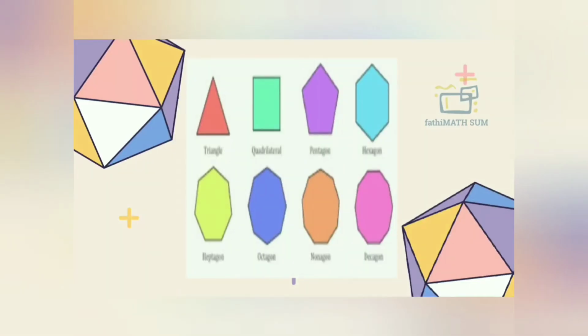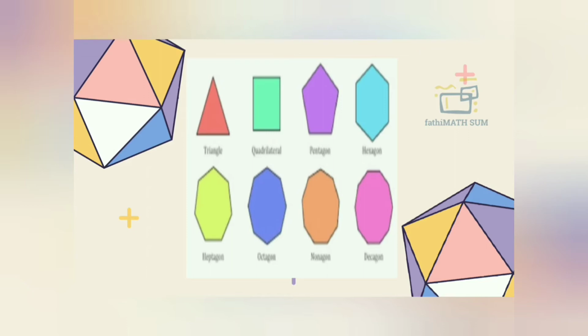And look at the screen. Here, the number of sides is given and the name of the polygon is also given. This is fixed. This is the name of a polygon when the sides are given.